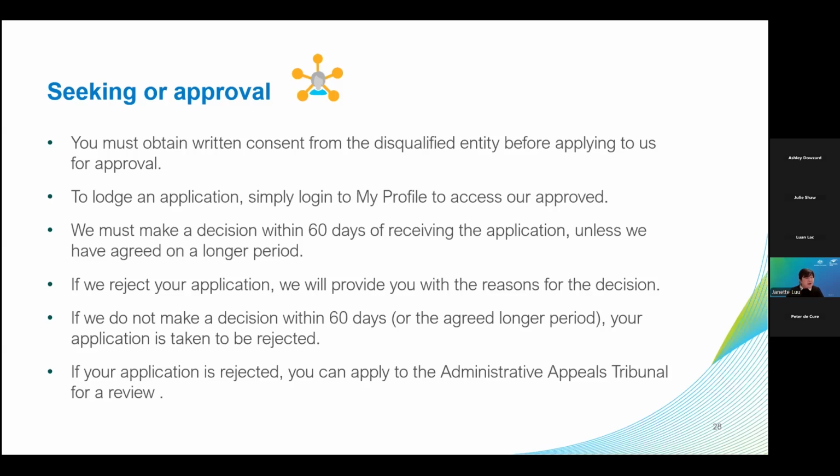Further, if we don't make that decision within 60 days, your application is actually taken to be rejected. And that's really important because what it triggers are review rights for yourself, where you can apply to the Administrative Appeals Tribunal for a review of the TPB's decision.